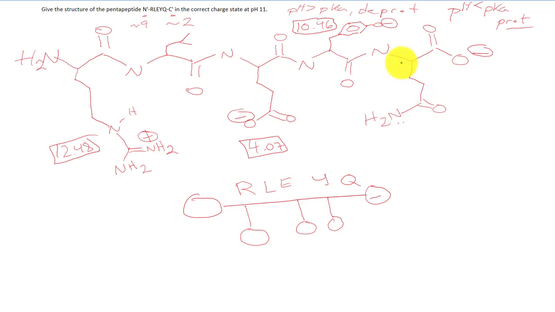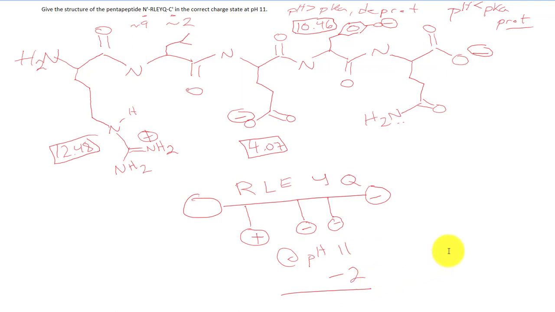So I drew this as a 5-group ball and stick model, and let's just apply our charges. We have a positive at the R, negative at the E, and a negative at the Y. And so overall, at pH 11, what is our charge? We are negative 2. Plus 1, minus 1, minus 2, minus 3. All that together is minus 2. Okay.